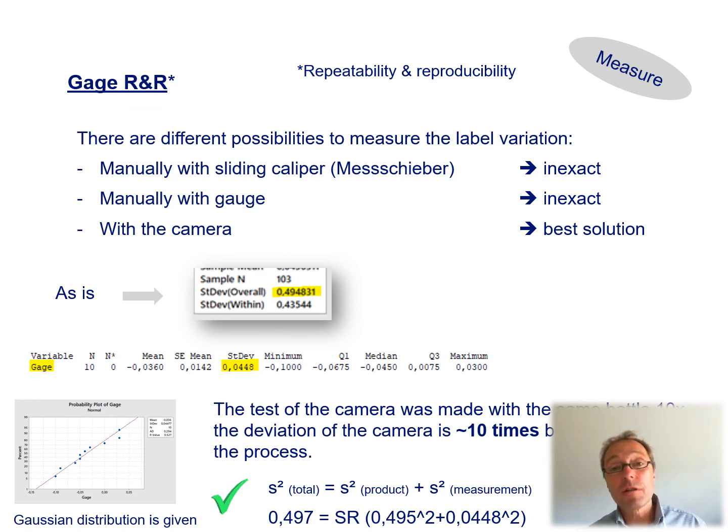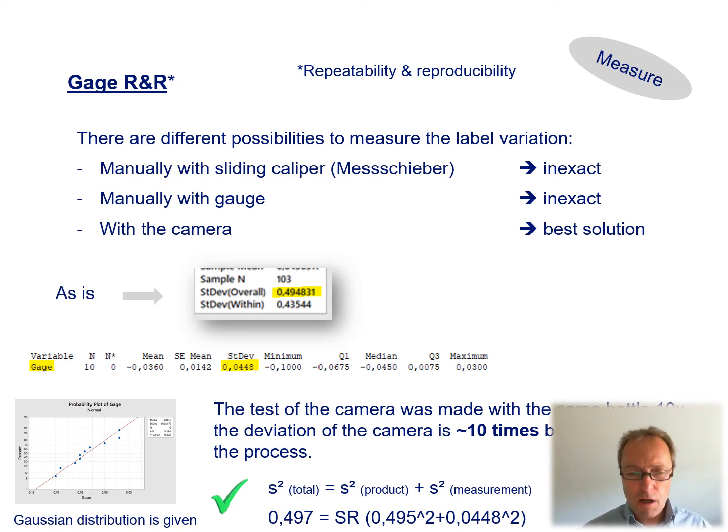So we are still in the labeling example. How could we measure the variations of a label? We could measure this manually with a sliding caliper, no? But I mean, it's clear it's not very exact. Or we could make this manually with a gauge, but it's also inexact. The best solution we have for the time being is with a camera.